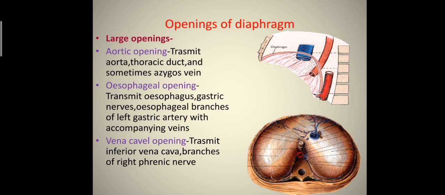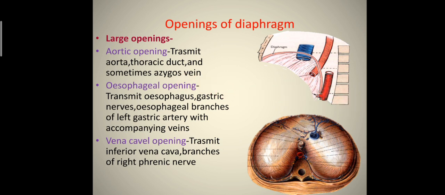Here we can see this one is the aortic opening, which lies at the T12 vertebral level, and through this opening transmit the aorta, thoracic duct and sometimes azygous vein.